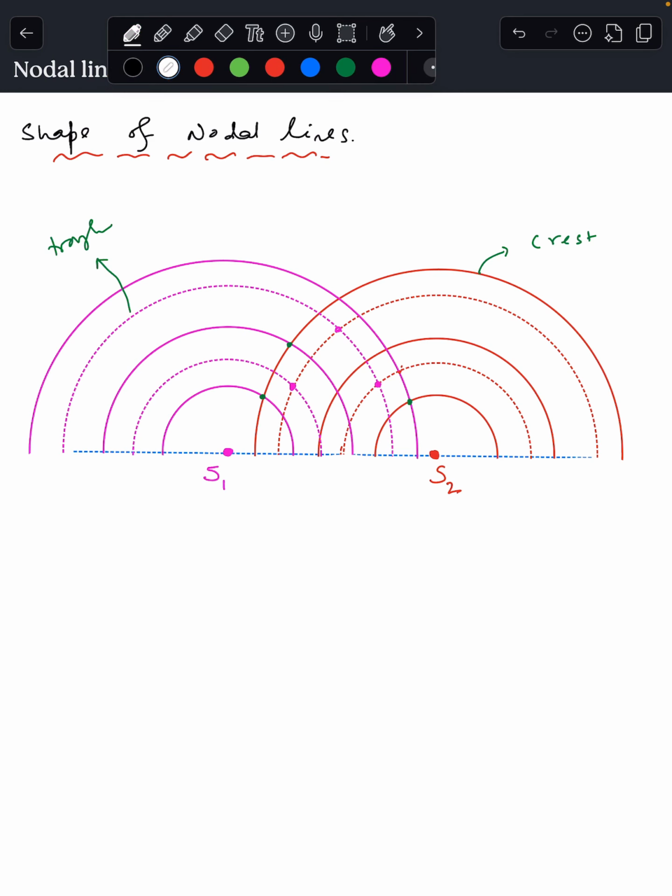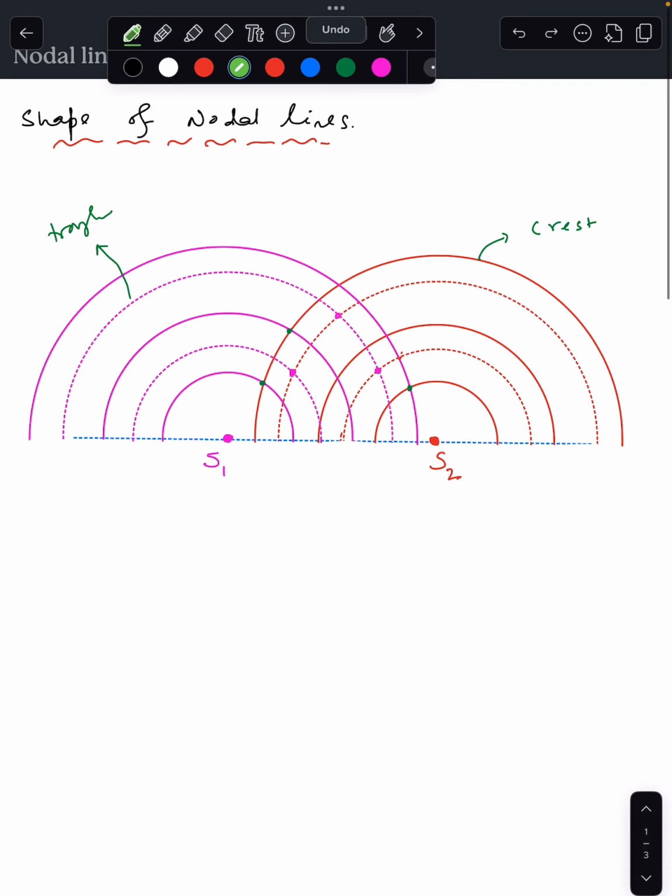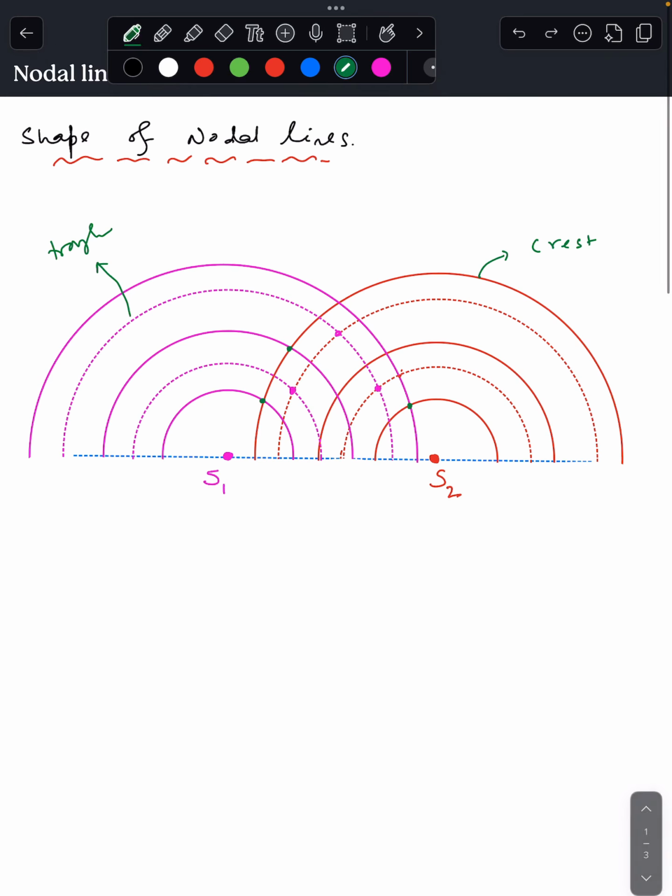But there are a few lines where you can observe that a crest is meeting a trough. Here you can see this is the point. I'm taking a larger point here. At this point, a crest is meeting a trough. Here one more point is there where a crest is meeting a trough, and here one more point, right? If I connect these points, they are basically creating minimas, and the line that we get is called a nodal line.